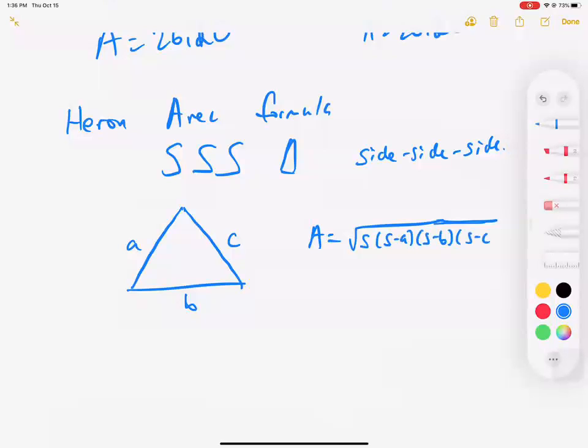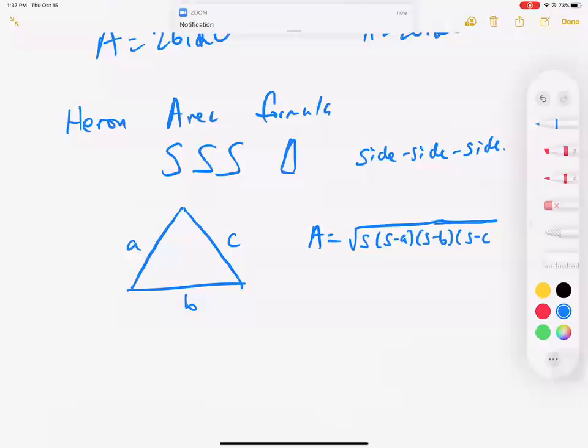Now, what is S? That's a special number we're going to calculate right now, but we're going to say S minus the first side, S minus the second side, S minus the third side. Since you know all three sides, we're going to subtract S, this special super number, from all three, A, B, and C. Now, what's S?